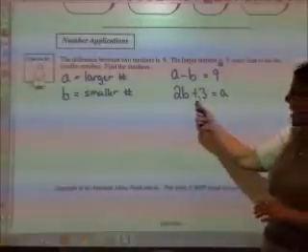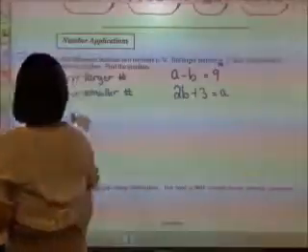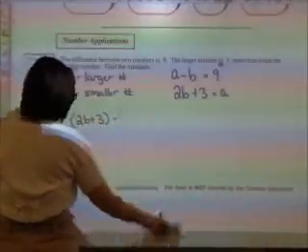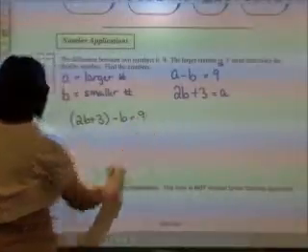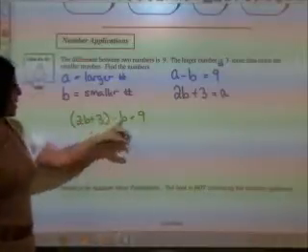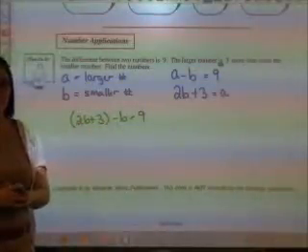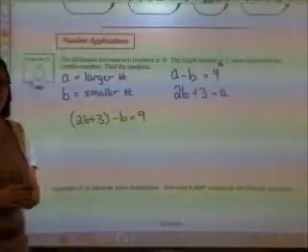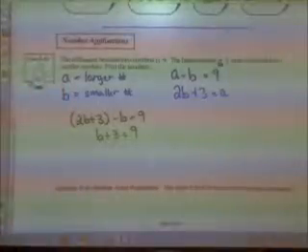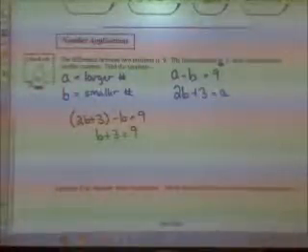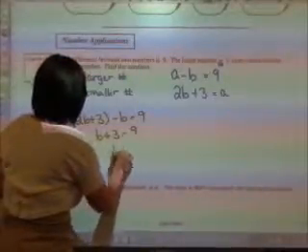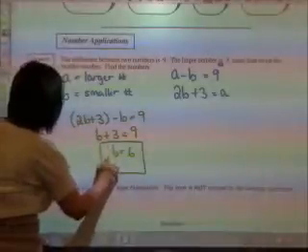So wherever I see an A, I'm going to rewrite that A as 2b plus 3, minus b would be equal to 9. So what is 2b minus b? Just b. So I have b plus 3 equals 9. And how do I get rid of the 3? Subtract 3 on each side, and what does b equal? Okay? And remember, b is the small number.